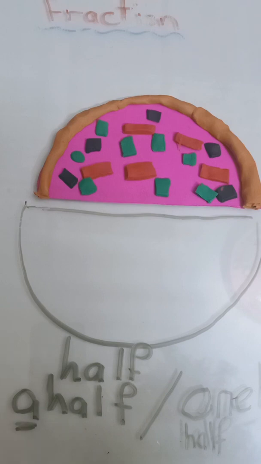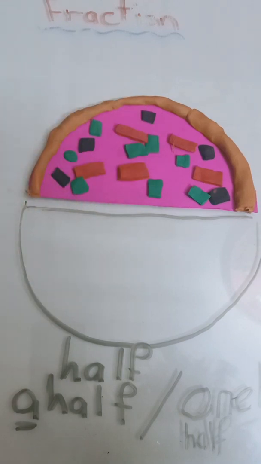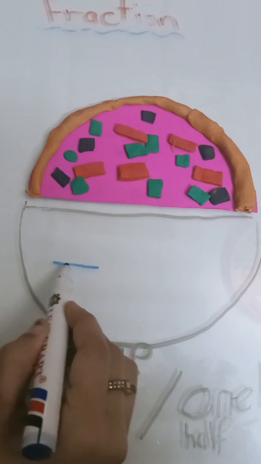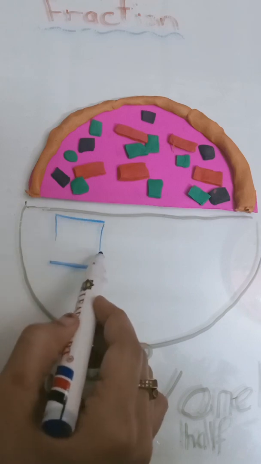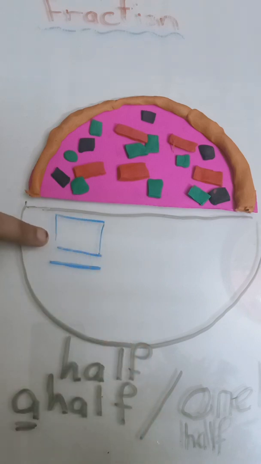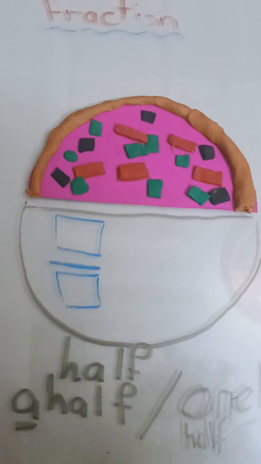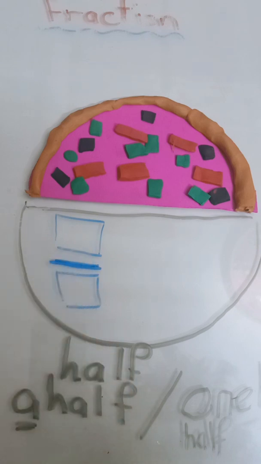But how to write it? I will write here, okay? In any fraction we have 3 parts. The first part, upper fraction, and the second part, lower fraction, and the third part, fraction bar. This is line, okay? The upper fraction is called numerator.